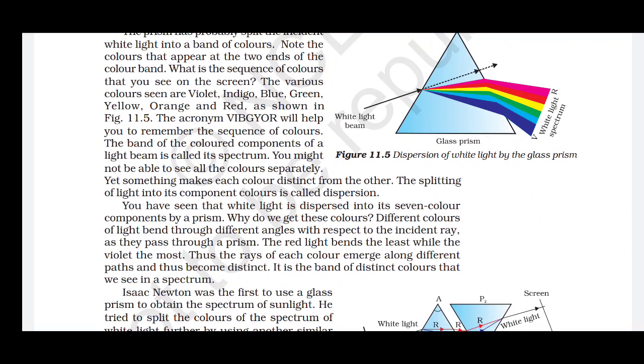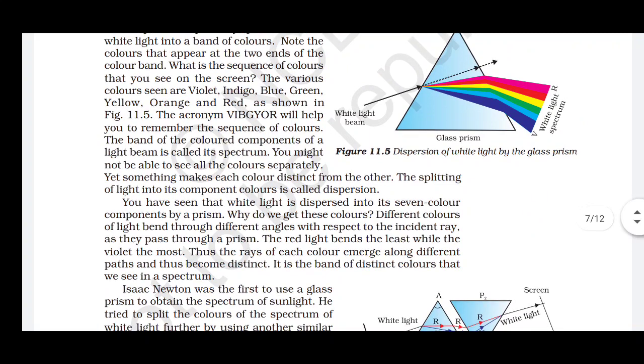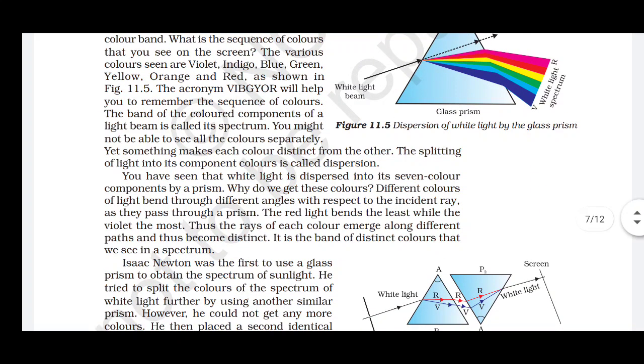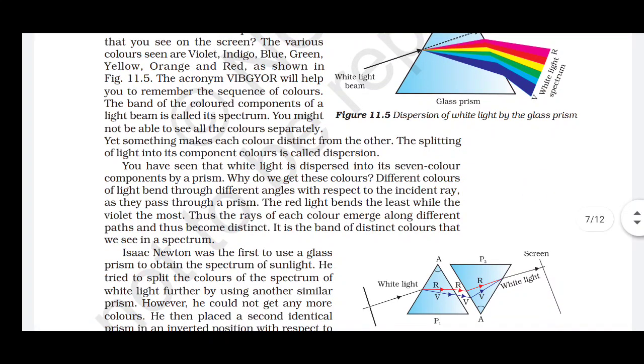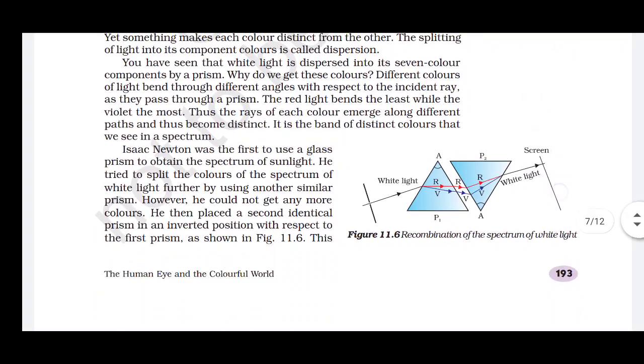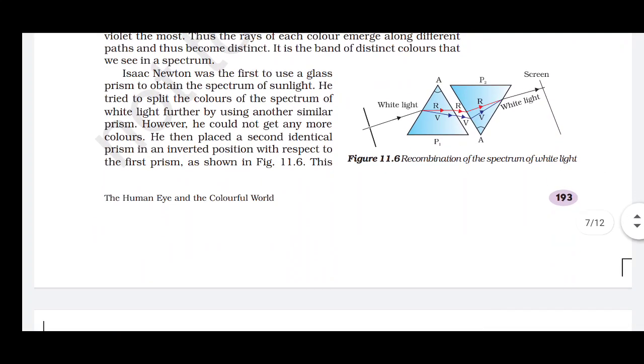Isaac Newton was the first person who proved that sunlight is made up of 7 colors. He passed sunlight through a glass prism to form a band of 7 colors. Now he tried to split the colors further by putting another prism ahead of the prism forming the spectrum, but he failed to obtain more colors. He found a spectrum from sunlight and placed an identical but inverted prism in front of the prism forming the spectrum. Now all the 7 colors were combined by the inverted prism and emerged as white light.